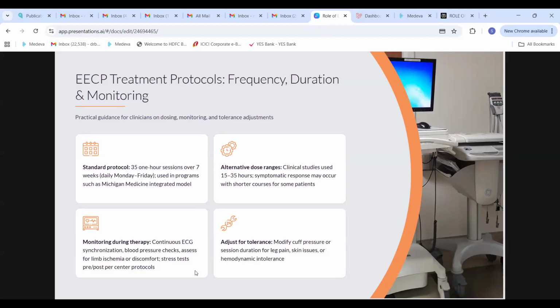And in some cases, if the patient permits, we can take a stress test pre and post for the patient. Like we have a lot of heart failure patients, so I think 6-minute walk distance can be a very good indicator for these type of patients.